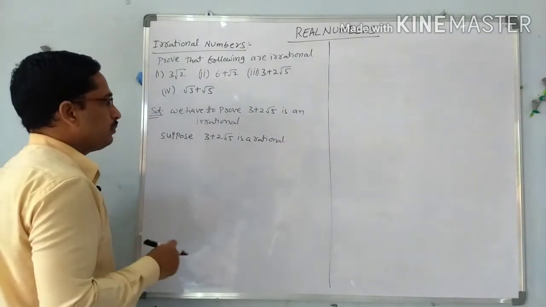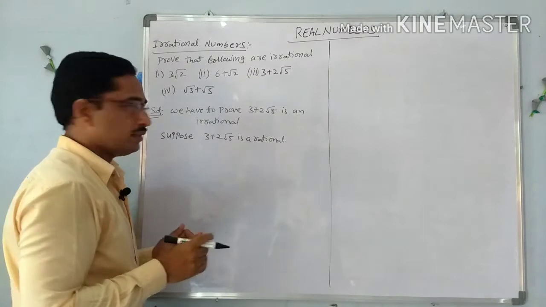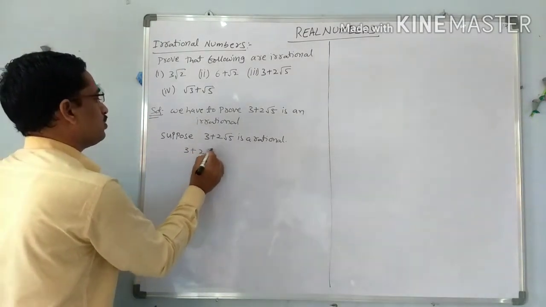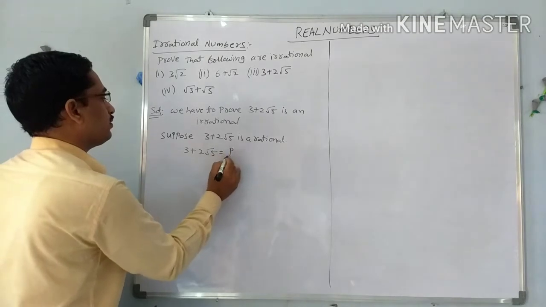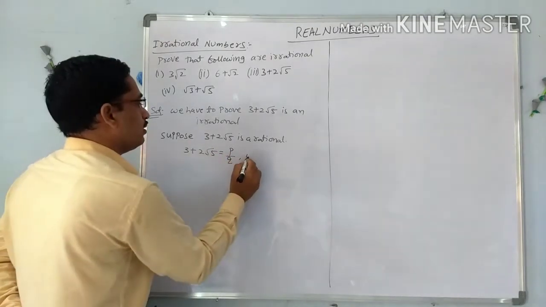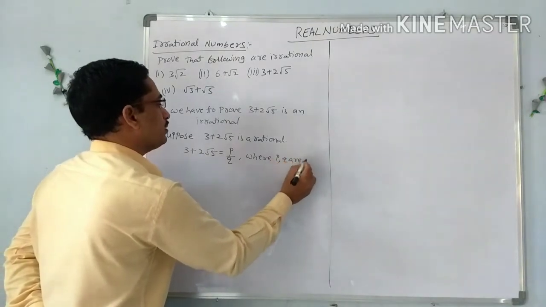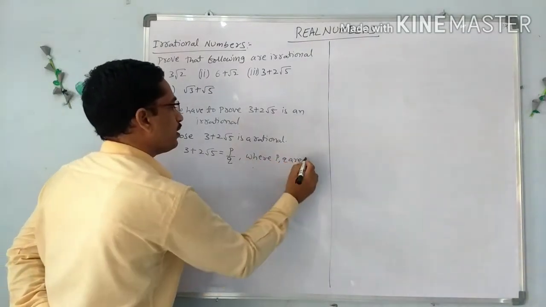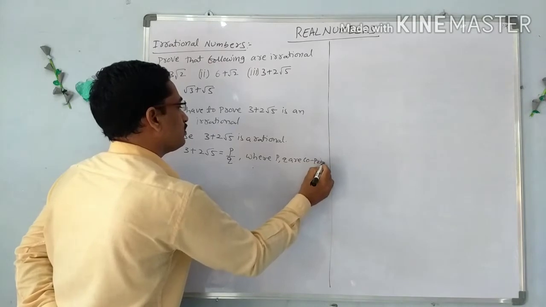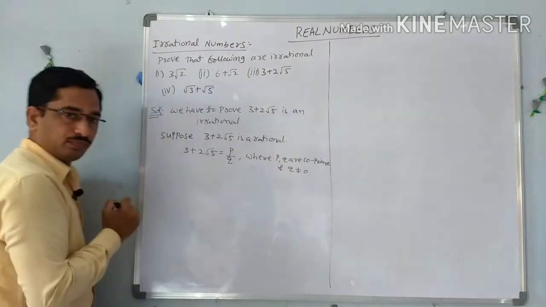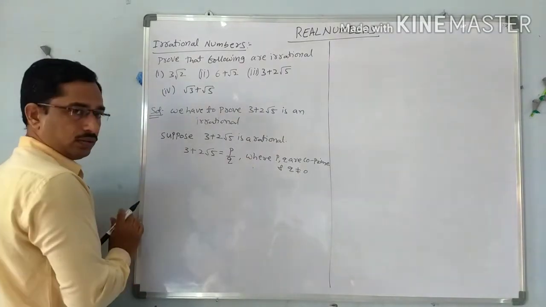then every rational number is written in the form of p by q. So we can write 3 plus 2 root 5 in the form of p by q, where p, q are integers, p, q are co-prime and q not equal to 0.